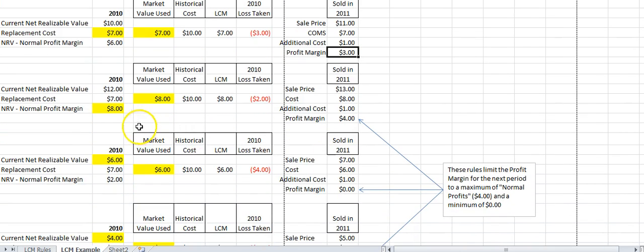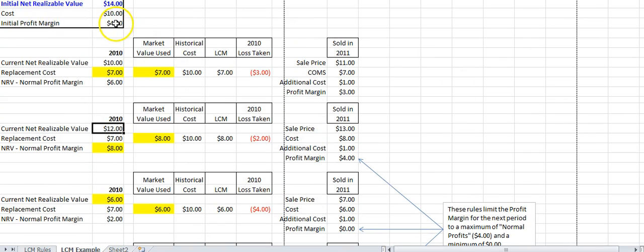In this case, the replacement cost is 7, right? But the selling price was 13. Okay, so the selling price didn't go down that much. So your net realizable value is going to be the 13 minus the selling cost, which is going to be 12. And then you subtract the $4 in normal profit margin that you usually obtain, and your net realizable value minus profit margin is going to be 8. Now if we were to line these up from highest to lowest, this would be the number to fall in the middle.